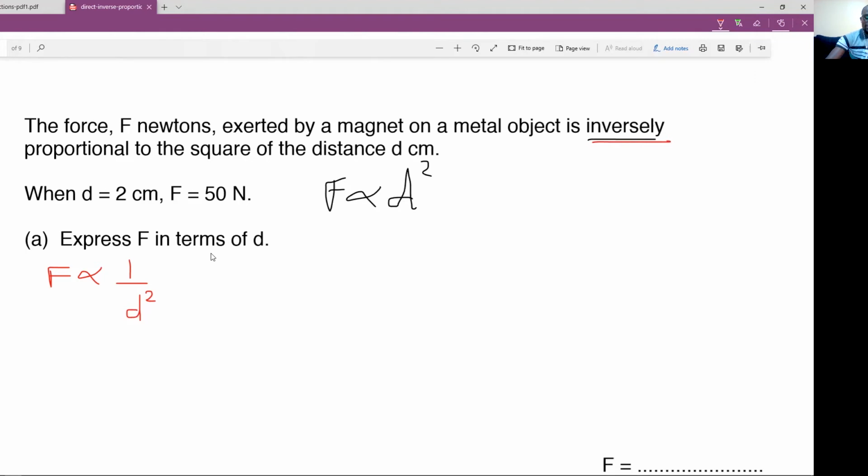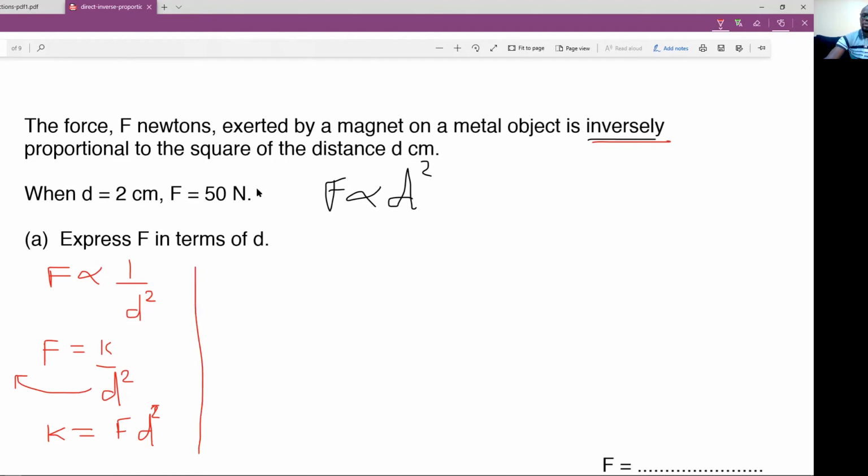Okay, let's move on. Once you have your proportionality statement, like that, you introduce an equal sign and a constant. So we'll say F equals some constant over the square of d. So we want to find the k. That means k equals F multiplied by d squared. I want you to note one thing. We are multiplying F by d squared because if you cross a number which was divided on the right side, on the left side, it's going to be multiplied.